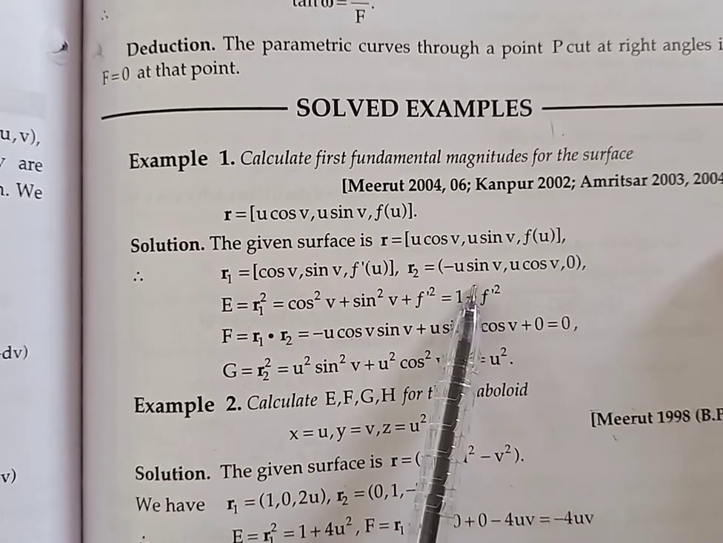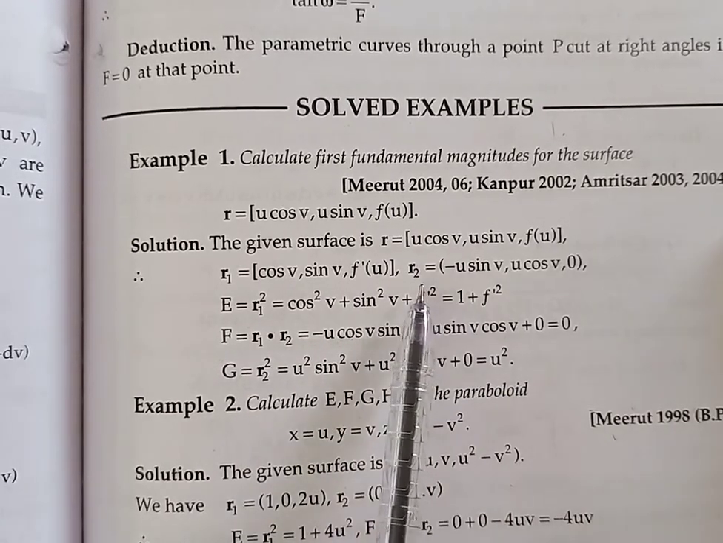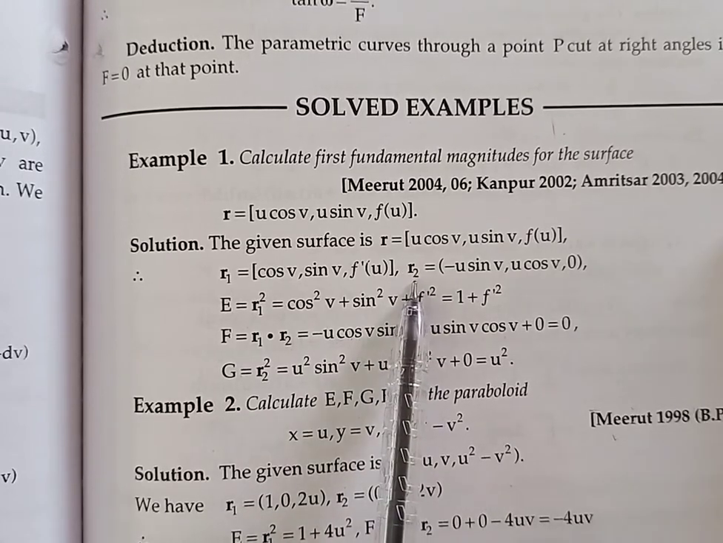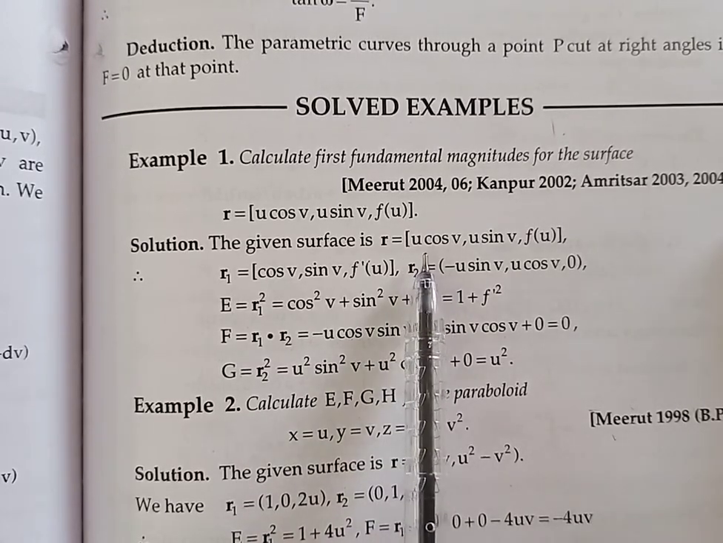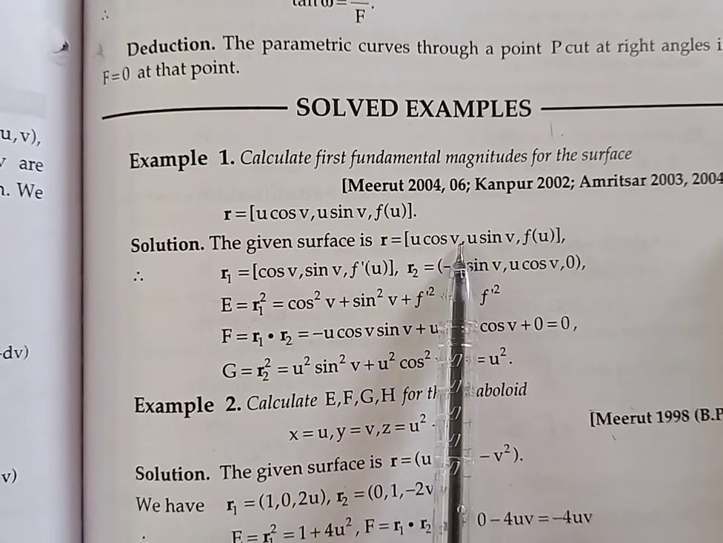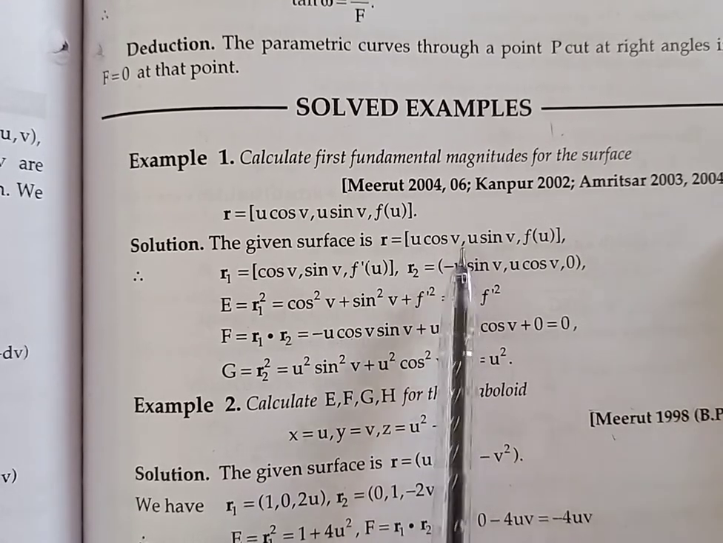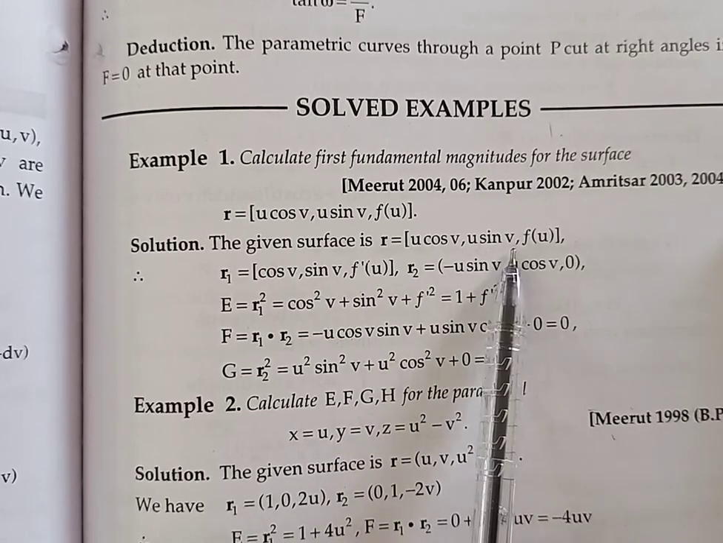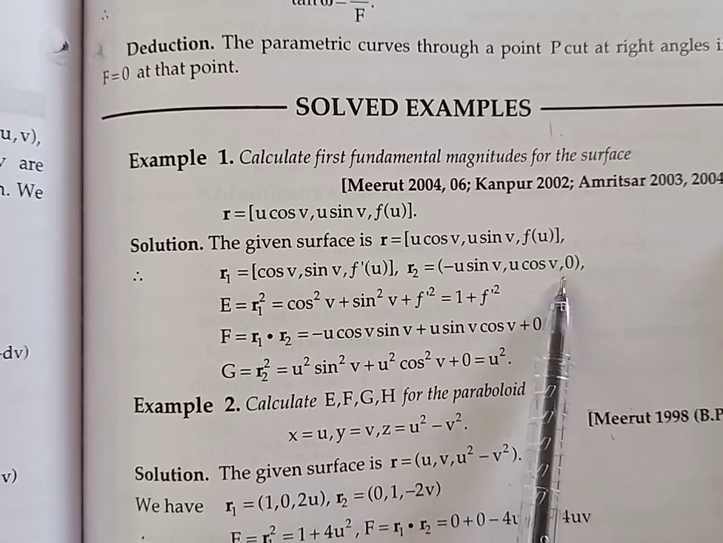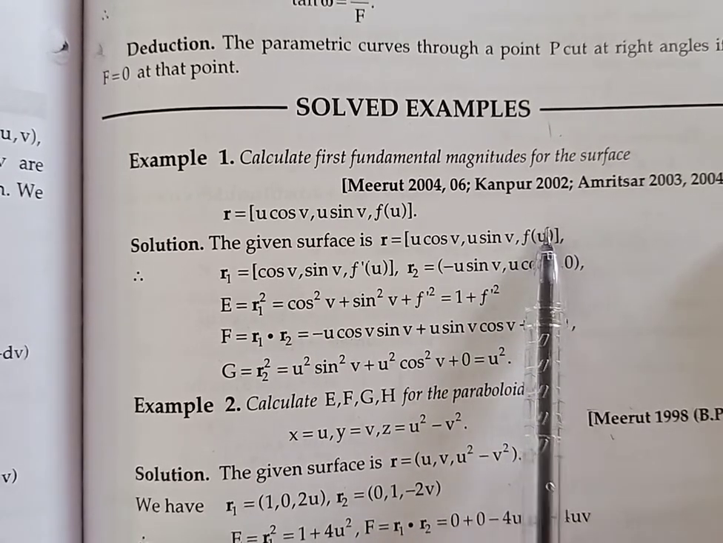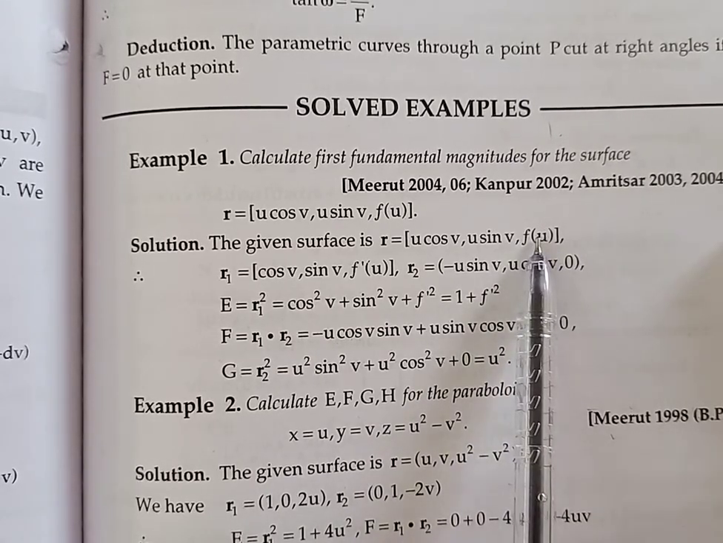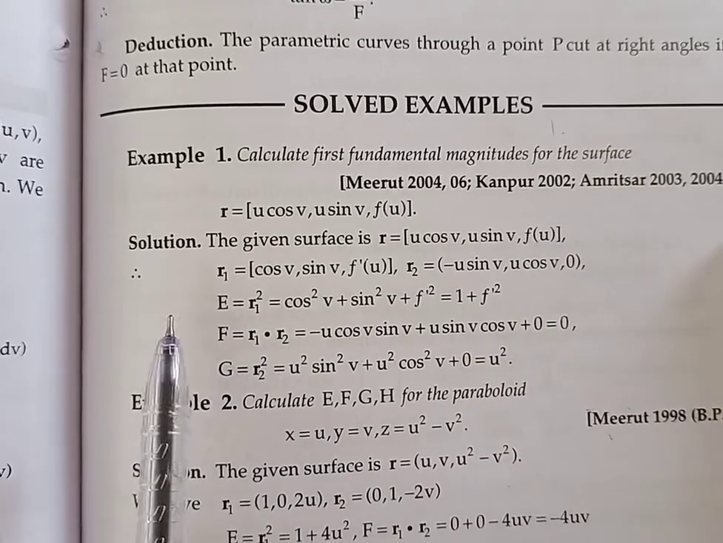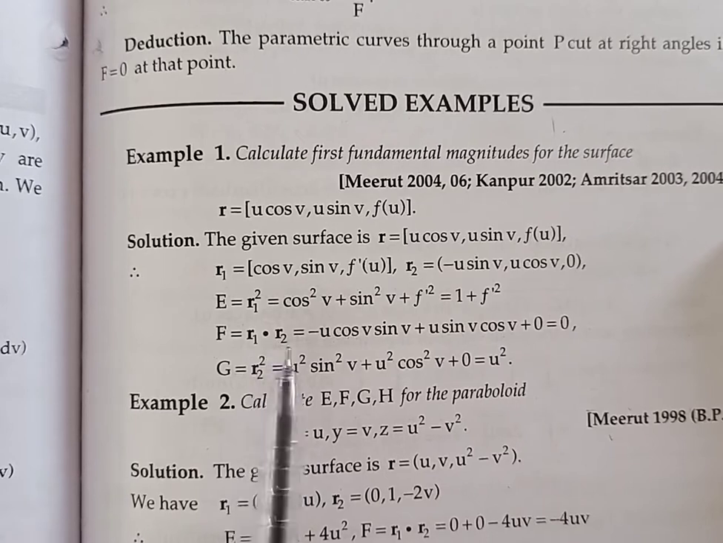Now the vector r2 means the partial derivative of the vector r with respect to the parameter v. So the partial derivative of u cos v with respect to v is given by minus u sin v. The derivative of u sin v with respect to v is u cos v, and f of u is not a function of v, so its partial derivative with respect to v will be 0. Now let us find the fundamental magnitudes.